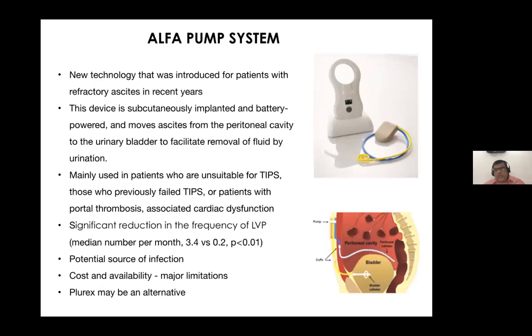So where nothing else works, and the moment you give diuretics, their creatinine starts going up. So those are the patients who do well with such alpha pump placement. It reduces the need for LVP, but it is a potential source of infection. Availability in India is still an issue, and cost is prohibitive. It costs almost up to 20 lakh of rupees if you want to put it.